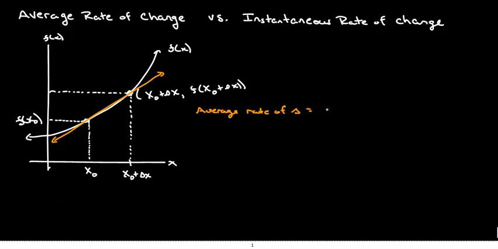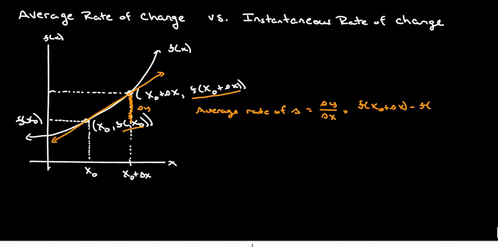And the slope of this line is the change in the y value over the change in the x value. And the change in the y value is f at x naught plus delta x minus f at x naught, right? Because this guy right here is at x naught, f at x naught. So if I take this guy minus this guy, that's the change in the y. That's this right here. That's delta y.